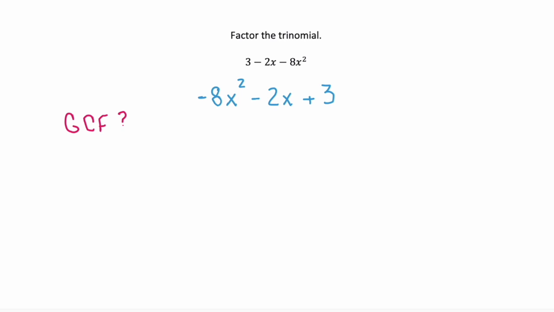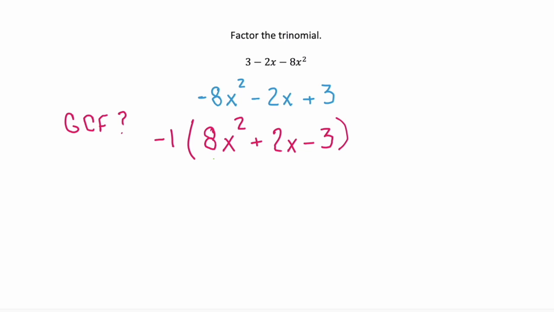And remember our first question, is there a GCF? Yes, there is a GCF. You never want to have a trinomial that starts with a negative. So if you ever see a negative for your leading coefficient, that is definitely the GCF. So here we have a negative 1 as our only GCF. And we factor out that negative 1, and it gives us the trinomial 8x squared plus 2x minus 3. So factoring out the negative 1 just changes the signs for all of the terms.